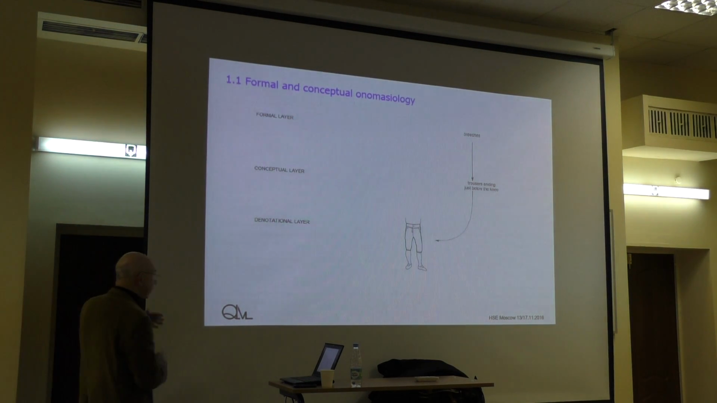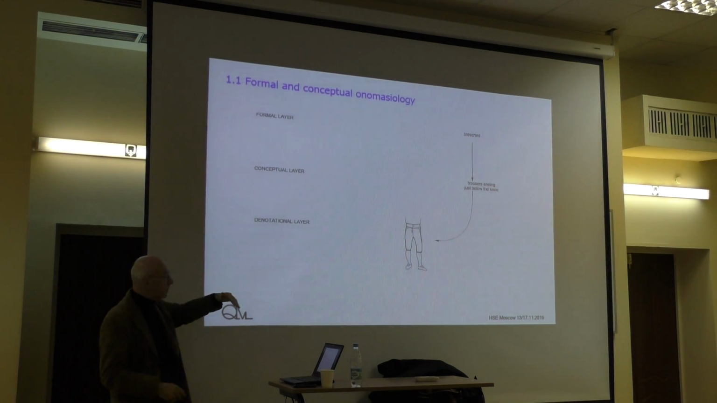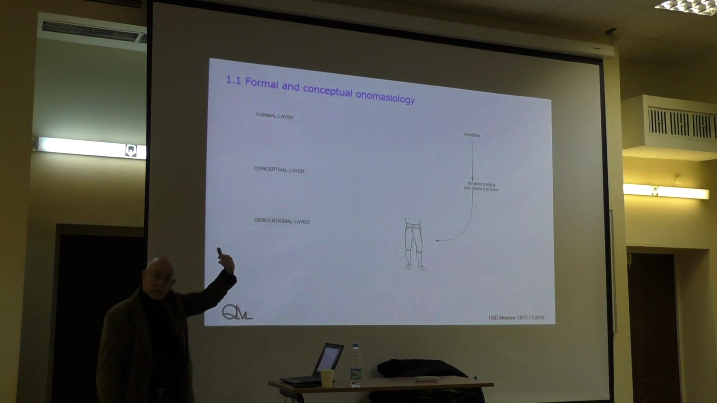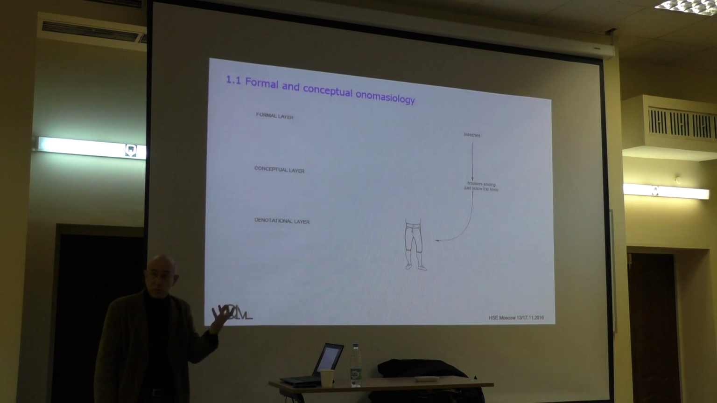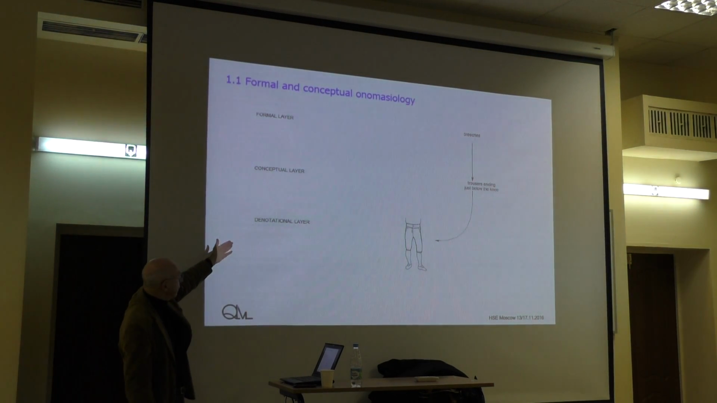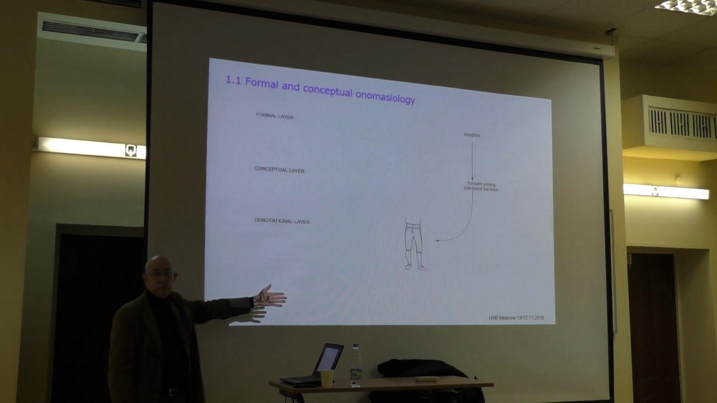Now notice that you have three things here, and in that sense this relates directly to the question a moment ago. You have the formal layer, you have the expression, you have the conceptual layer, the concept, the meaning, the sense, the definition, and then you have the denotational or the referential layer, the actual thing.